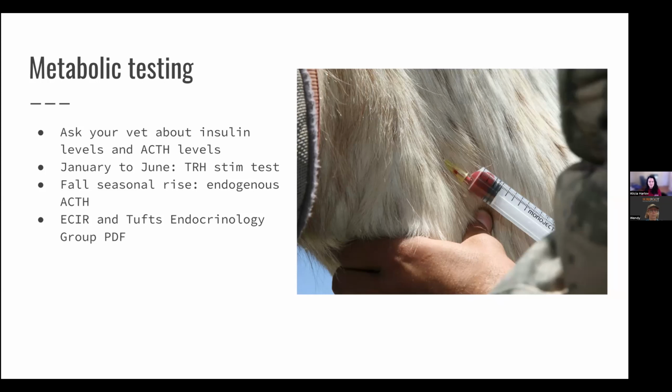And then the Tufts Endocrinology Group, they have a PDF online. They have updated their protocols in the last few years, and if your vet has any question, they can know which tubes to use. I mean, your vet should know how to do this, but they have a really good outline of how to pull the blood, how to store it, how to send it in, which tests to get, and things like that.